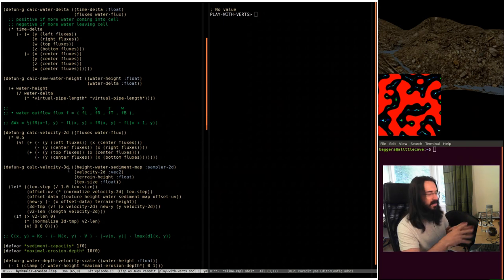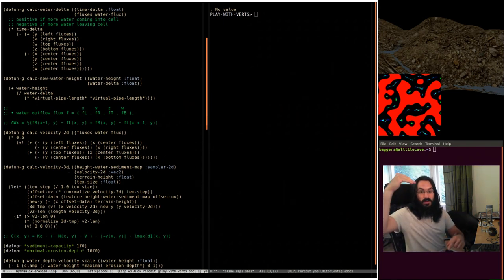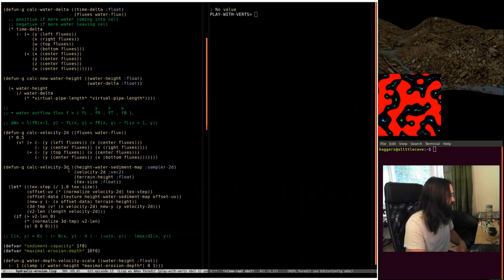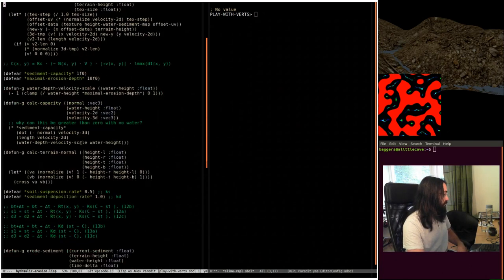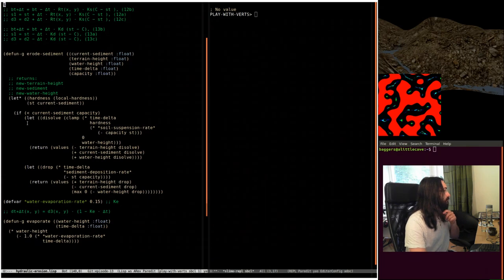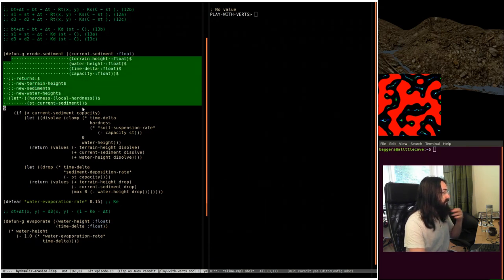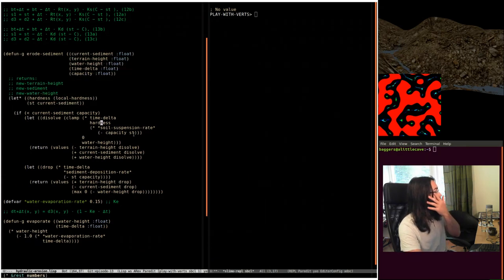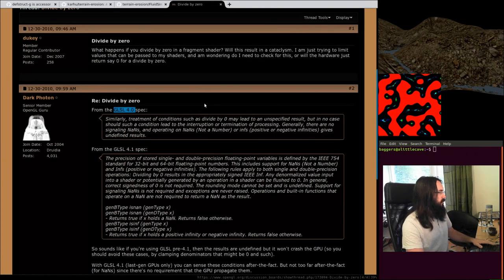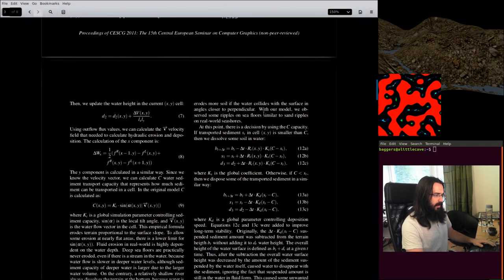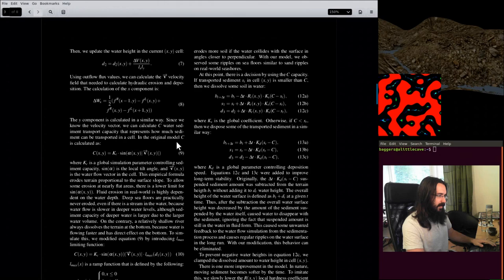There were a number of operations trying to be calculated on the infinities, like trying to get the normal of the terrain where one of the positions was at negative infinity. So stuff screwed up, and that all boiled down to when I was eroding, I had read the paper incorrectly. If I go back to the paper, it's really clear now.